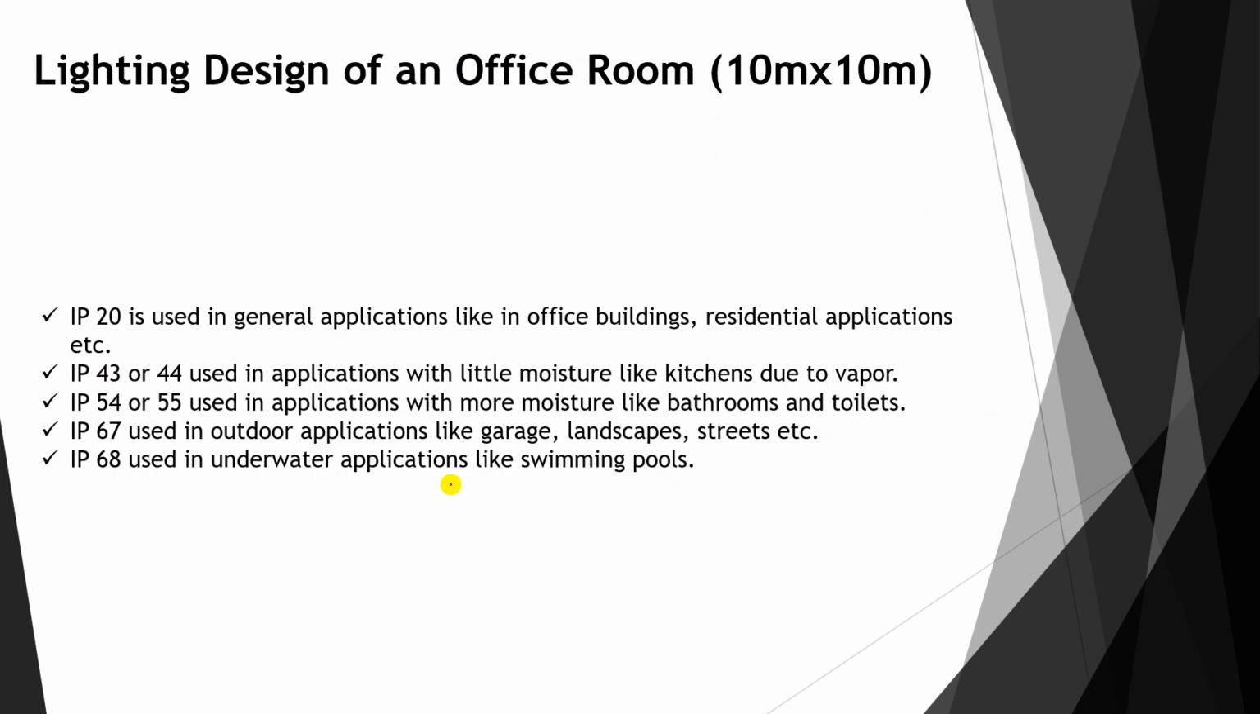The first step is the IP. Remember that we discussed the IP, or ingress protection, in another lesson on IP values. We said that in an office, for example, we need IP 20. IP 20 is used in general applications like in an office building. Why IP 20? Because it has a small value of mechanical protection, or solid protection, which is 2, and zero protection against water. It is not important to have protection against liquids because we have an office. Usually there is no rain or water. So usually we select IP 20.